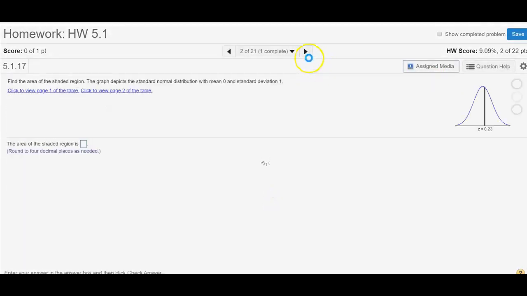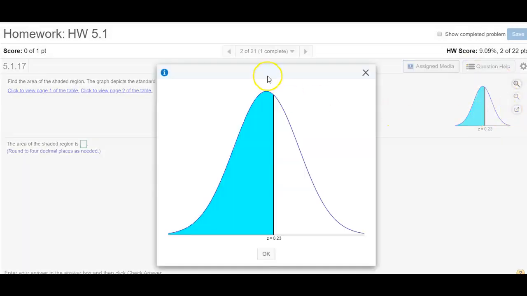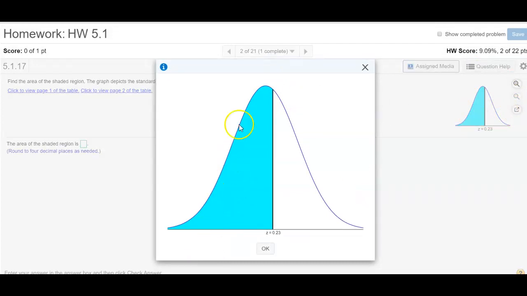Okay, next question. I am going to work with question number 2 here. What they ask you is to find the area of the shaded region, and they said the graph depicts a standard normal distribution. Keep in mind when you hear the word standard, the mean is 0 and standard deviation is 1. So open up the graph right here, follow with me, and you see that the shaded area is to the left.